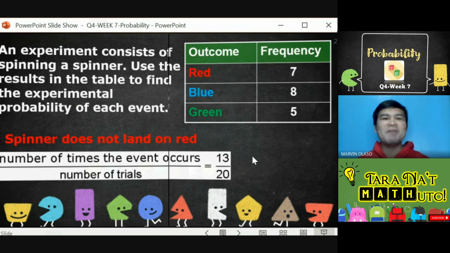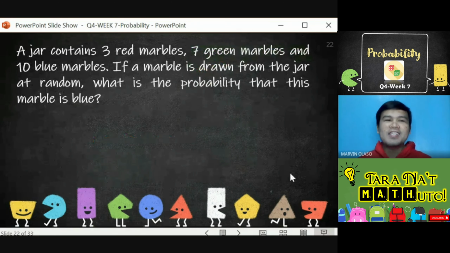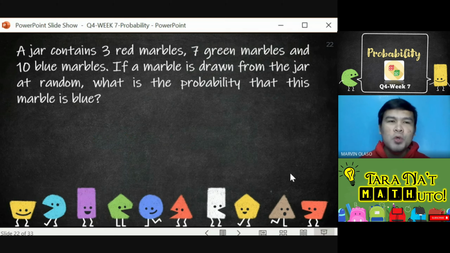Okay, let's have another example. A jar contains 3 red marbles, 7 green marbles, and 10 blue marbles.